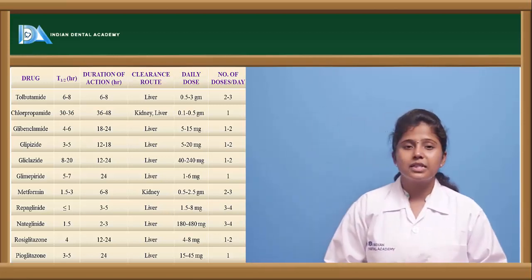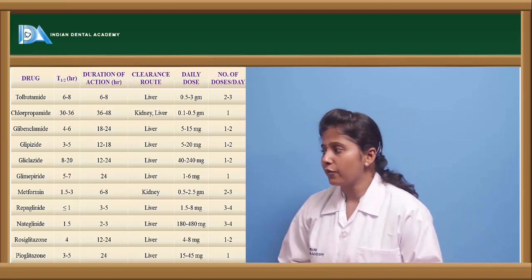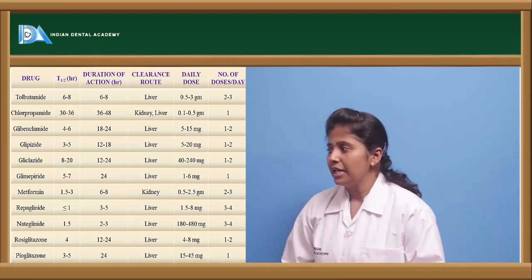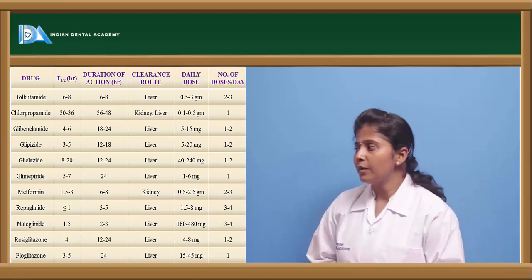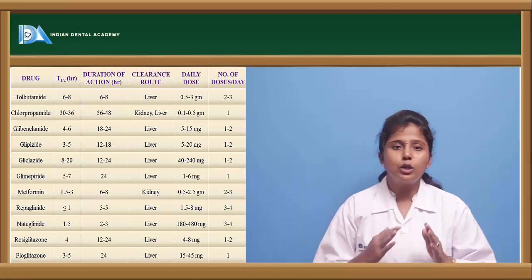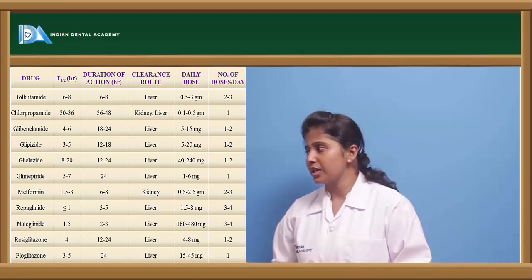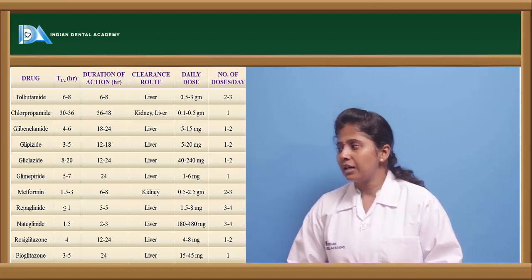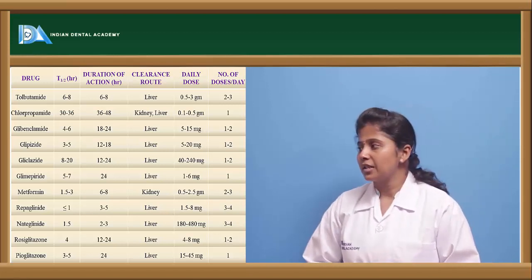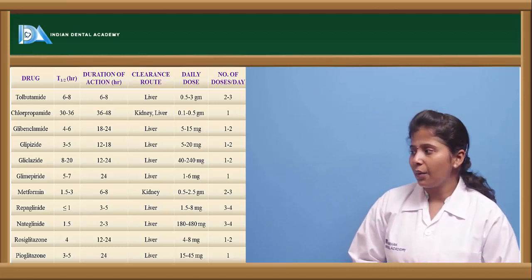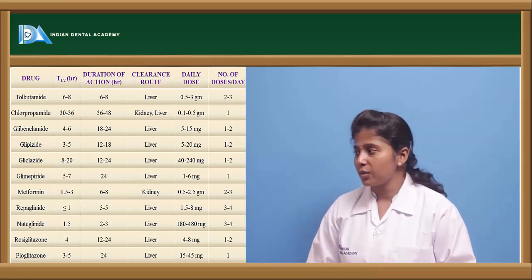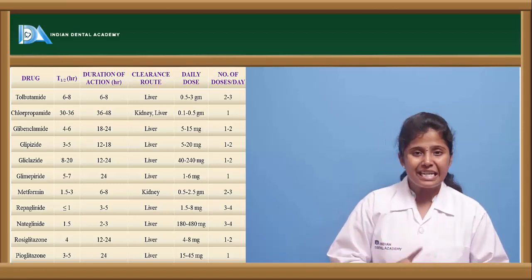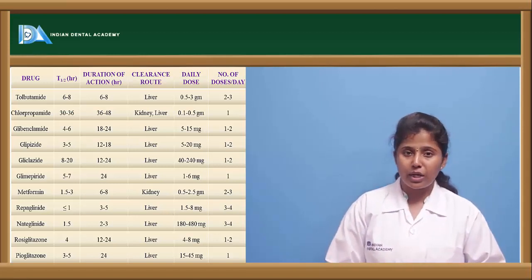Glipizide has a T-half of about 3 to 5 hours, and the duration of action lasts for 12 to 18 hours. It is also cleared through the liver, and it is given in 1 to 2 doses per day, each dose containing 5 to 20 mg of the drug. The other one is glimepiride, which has a T-half of about 5 to 7 hours, and the duration of action is about 24 hours. It is cleared through the liver, and only a single dose of 1 to 6 mg is given.